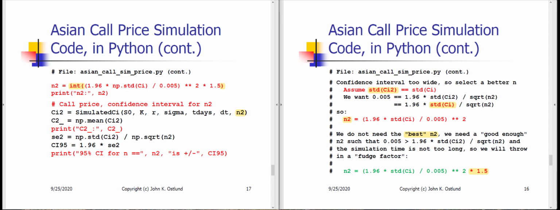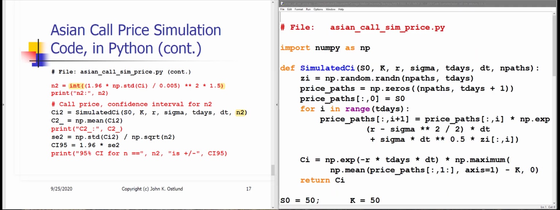I'm going to run this application. Let me pull it up. This is our Asian call sim price. And first we import NumPy. Then we define our function that will create a simulation for some number of paths of stock prices.